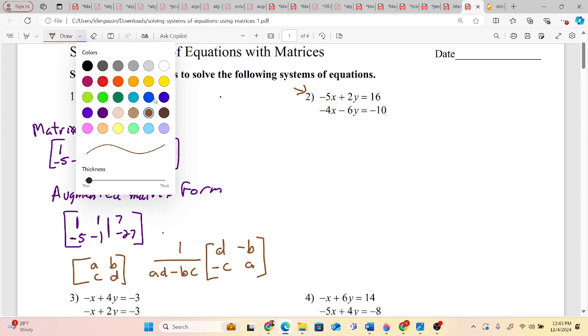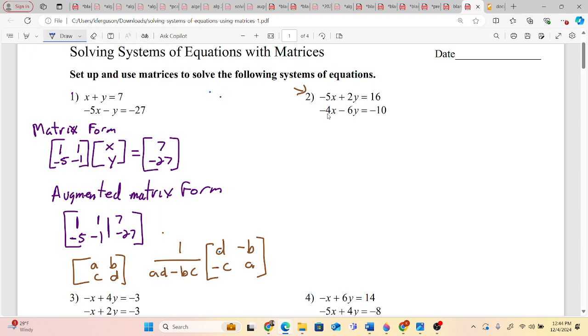So now let's get some blue going on and let's work on it. First, let's write this in matrix form. So I have -5, -4, 2, -6. Then I'm going to have X and Y equals 16 and -10. Any questions so far? All right, so what I'm doing is I'm treating this just like a two-step equation. I don't want to confuse you, so I'm not going to write it up there. But there are my variables right here.